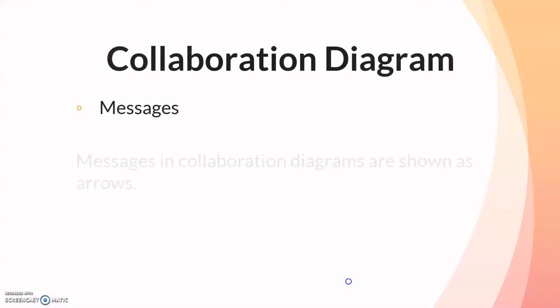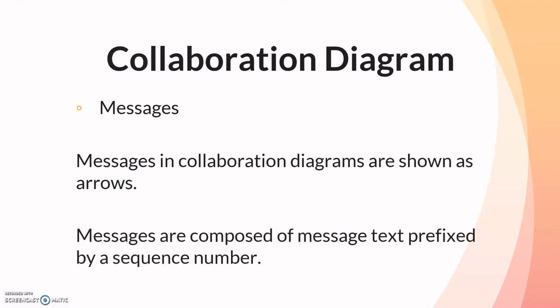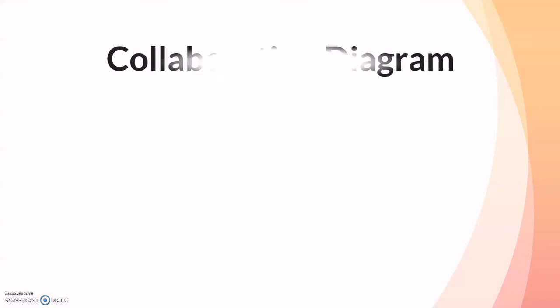Now let's see what messages are. Messages in collaboration diagrams are shown as arrows. Messages are composed of message text prefixed by a sequence number. The sequence number indicates the time ordering of the message. So the first message in a collaboration diagram is always numbered 1, the second is 2, and so on. So we are numbering the messages which we are sending. Let's see what a collaboration diagram looks like.